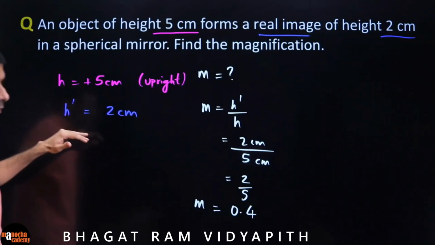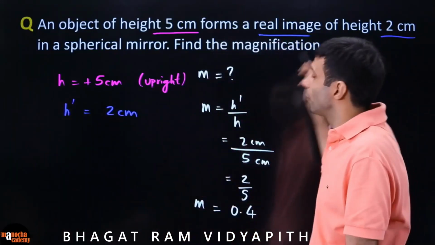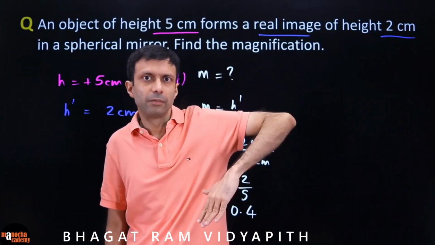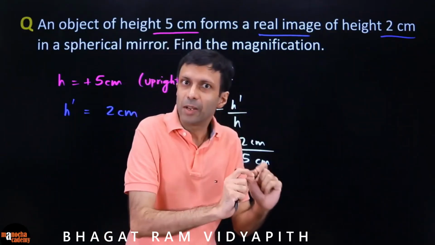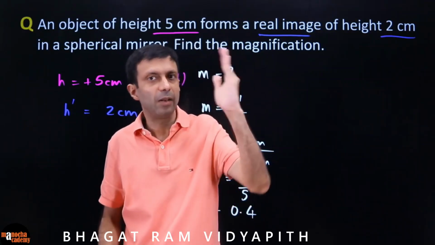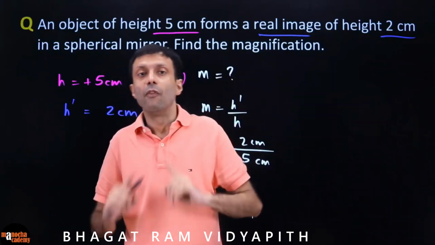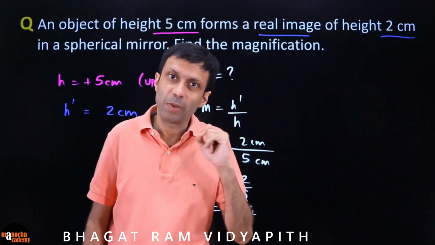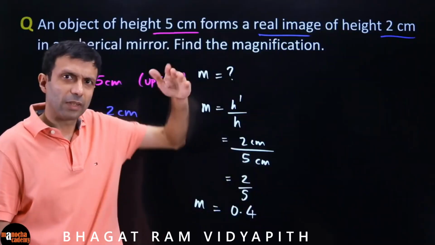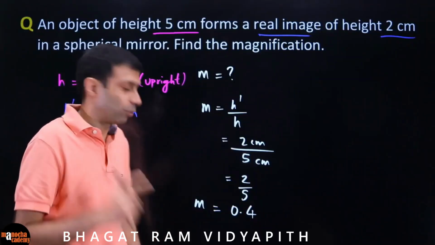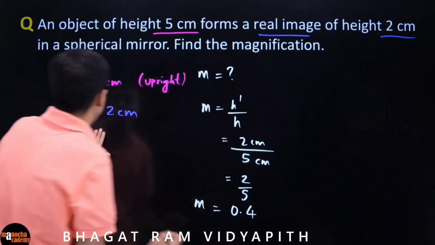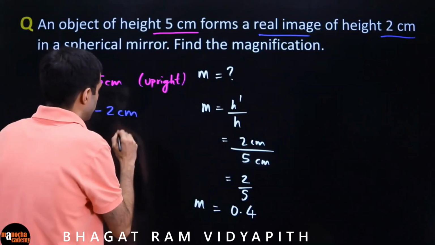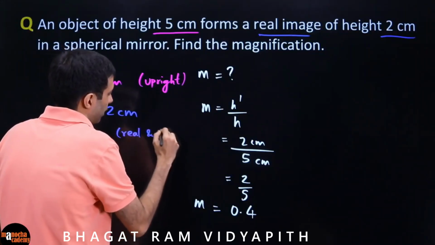What about the image? You can see it clearly says it forms a real image. Now real images, are they upright or are they inverted? This is a very important rule. Real images are always inverted. Real images are always upside down. Virtual images are always erect or upright. So real image means it must be inverted. If the image is inverted, it's along the negative y-axis. So you have to write it with the correct sign. All this data has to be with the right sign. It should be -2 centimeters because it is a real and inverted image.